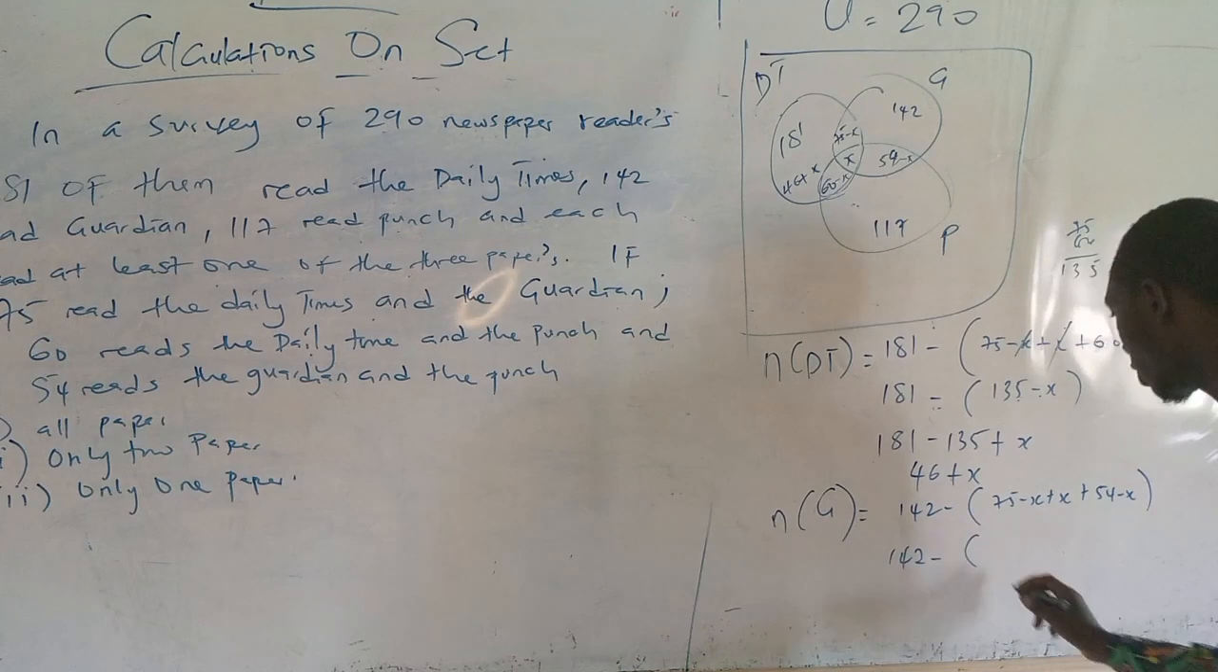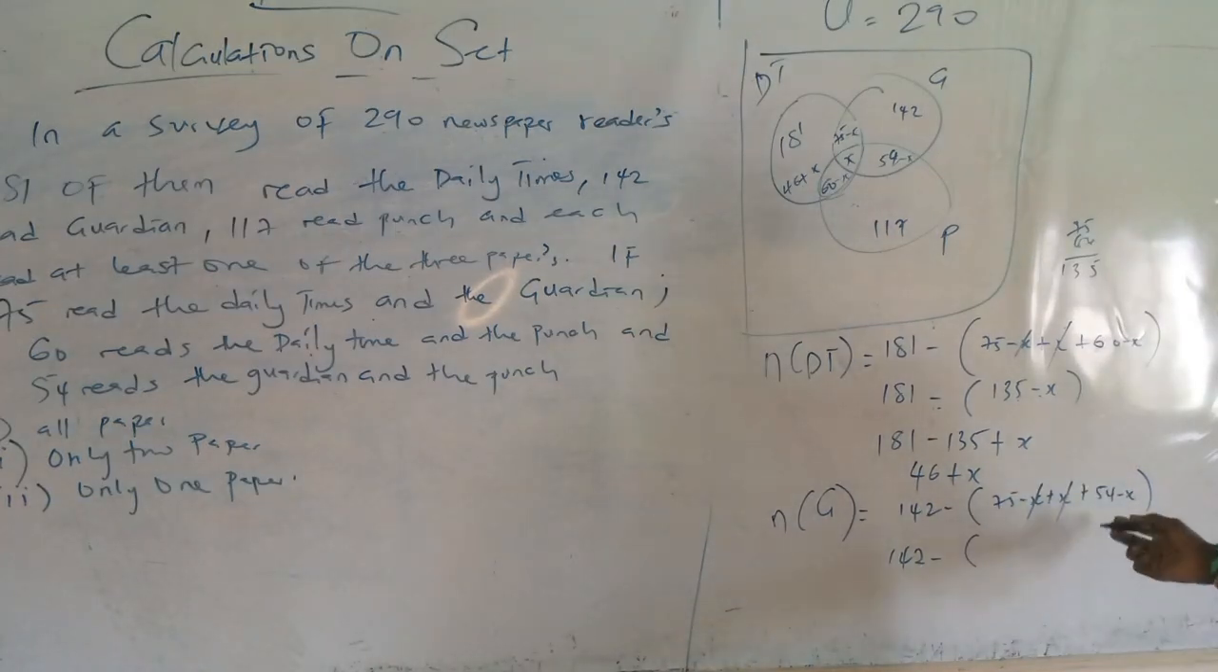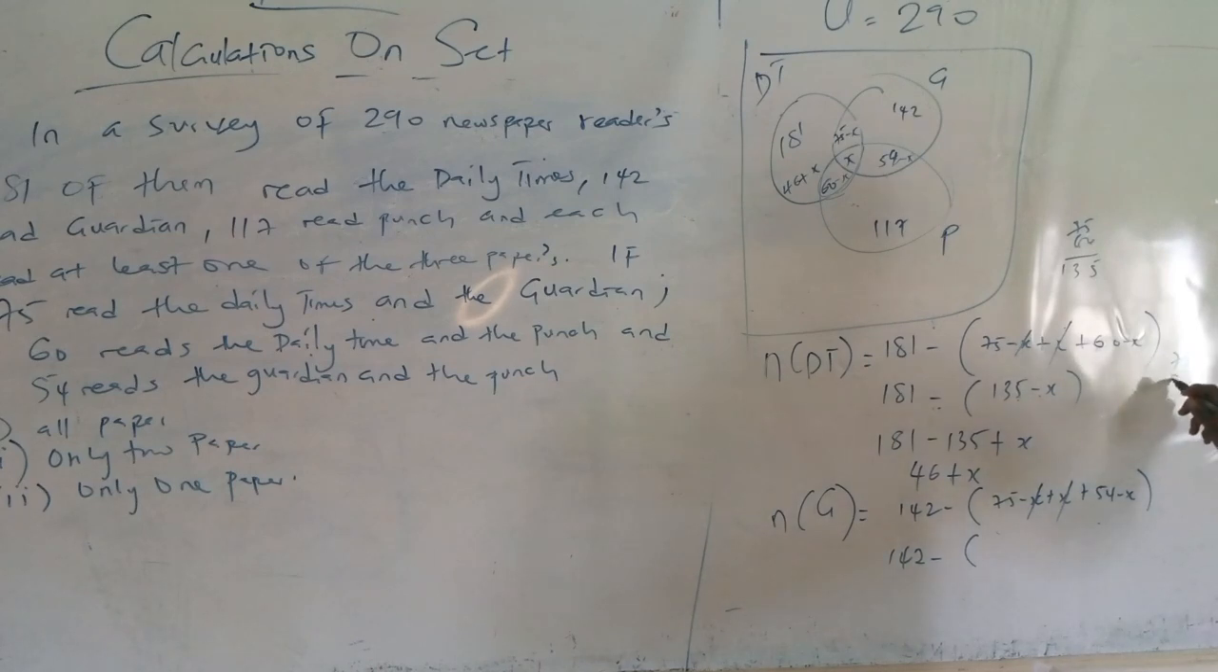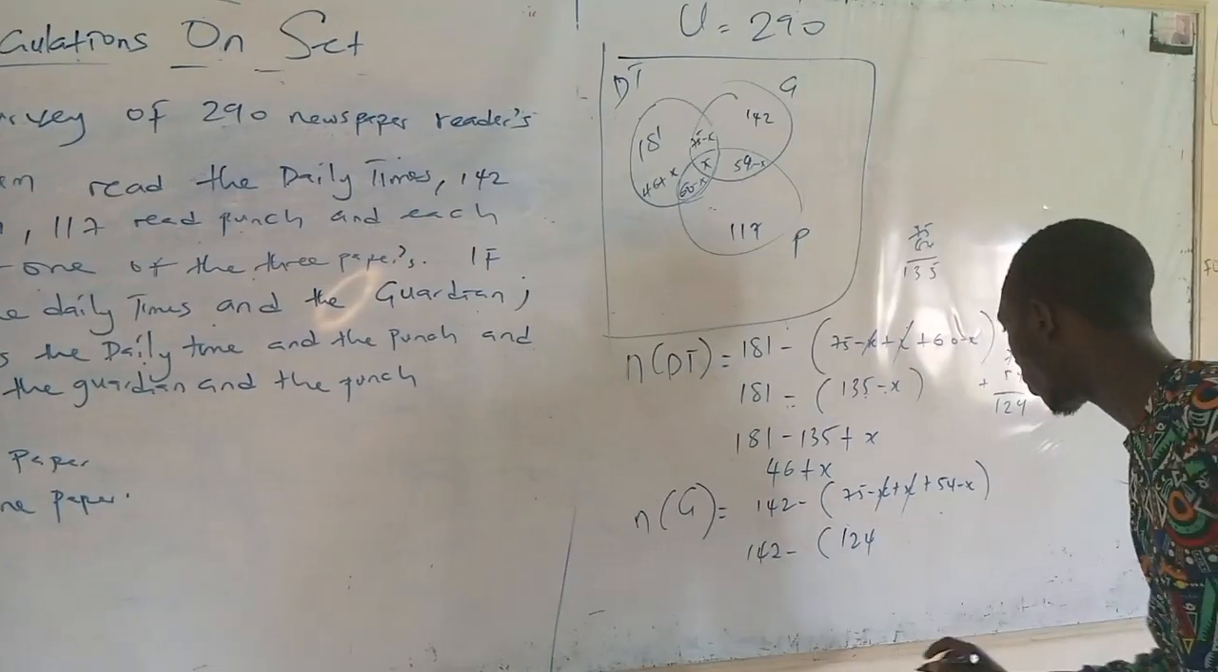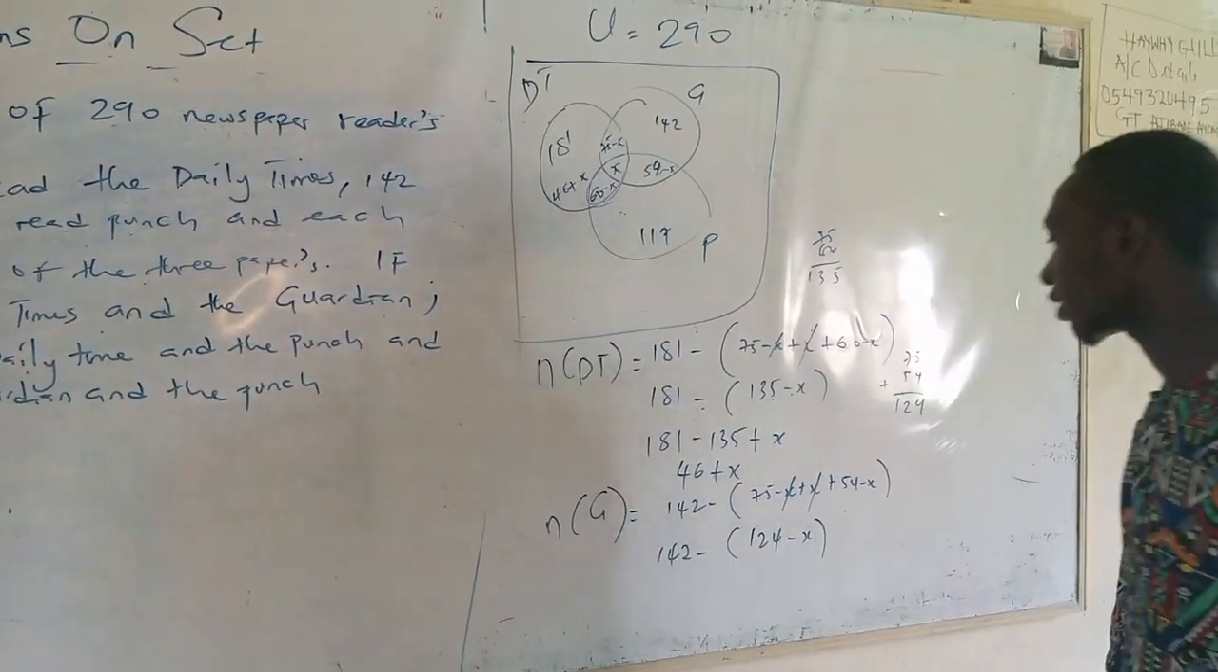142 minus, now minus, let's cancel x. Have we seen it? 75 plus 54, let's do it. 75 plus what? 54 plus 5 plus 4 is what? 9. 5 plus 7 is what? 12. So it's 124. So this 124 what? Minus x. Are we together?